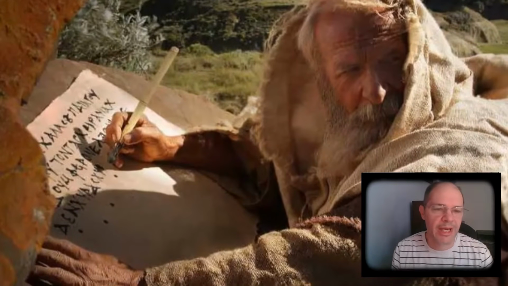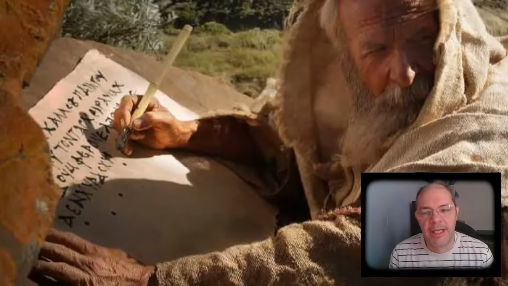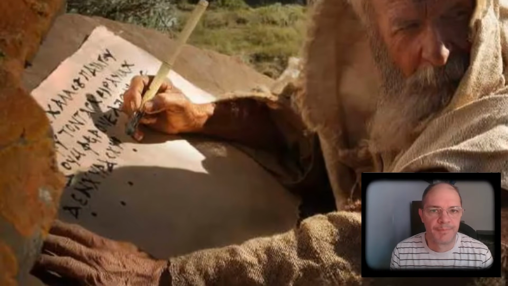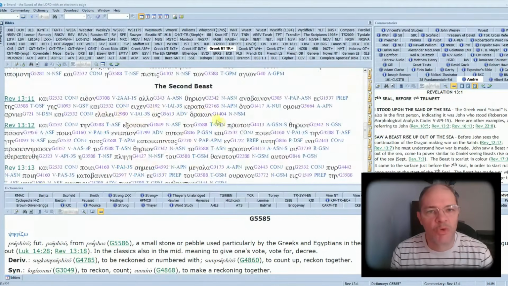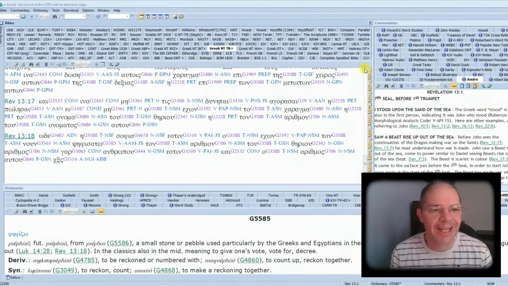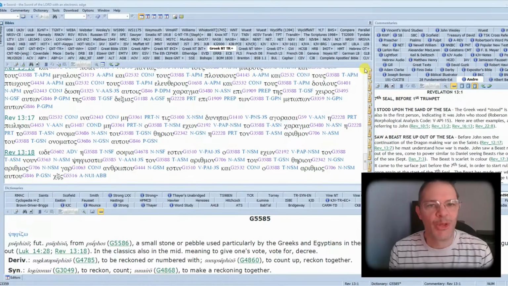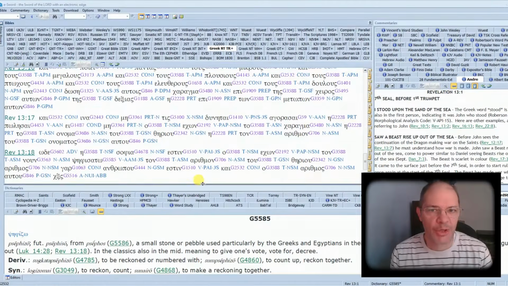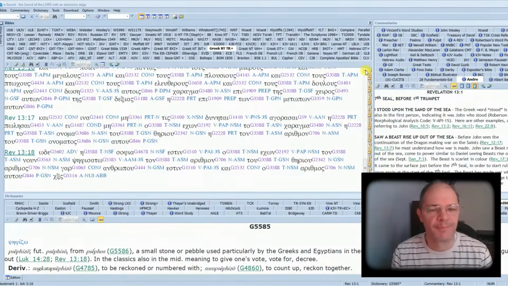So we should start with the Apostle John, who received the revelation and wrote it down. Therefore, there are 5 things that we need to consider before we can even calculate the name. Number 1, John wrote it down in Greek. Therefore, whatever calculation is used needs to tie back to the Greek alphabet, the beast's name in Greek.